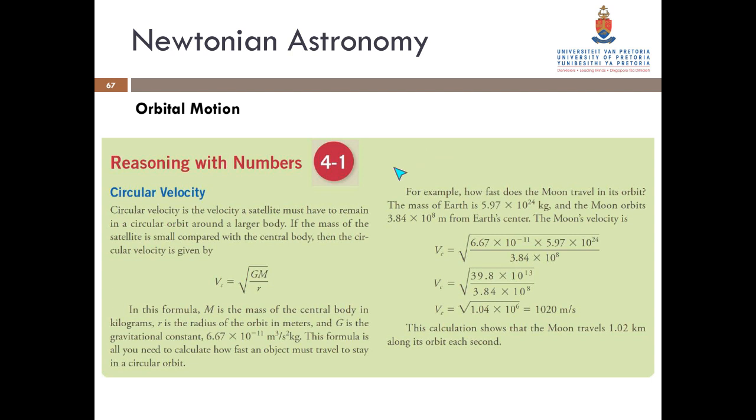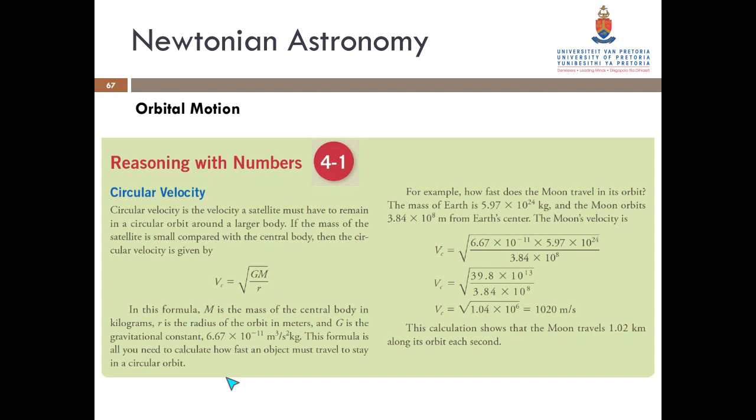The circular velocity is the velocity a satellite must have to remain in a circular orbit around a larger body. If the mass of the satellite is small compared with the central body, then the circular velocity is Vc equals the square root of GM over r, where G is the universal gravitational constant, M is the mass of the central body in kilograms, and r is the orbital radius in meters. This formula is all you need to calculate how fast an object must travel to stay in a circular orbit.